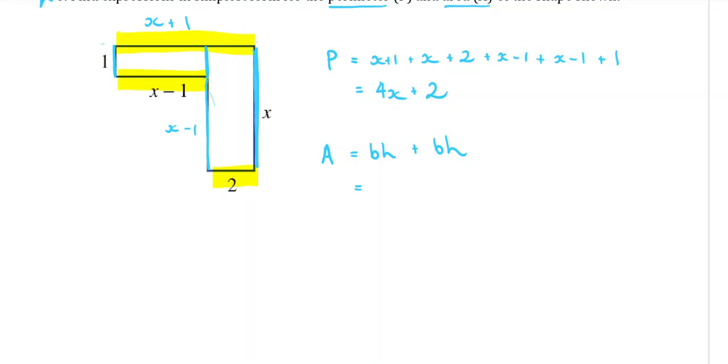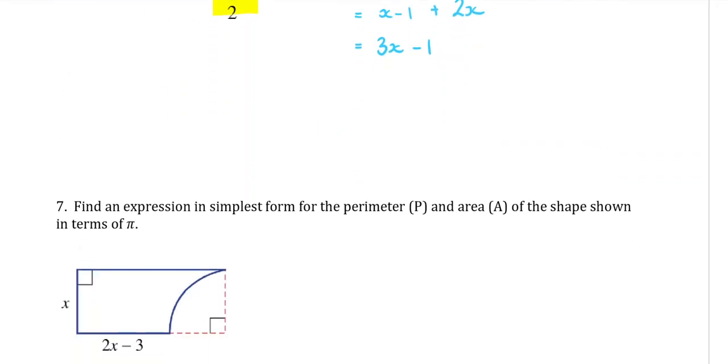So we're going to have 1 times x minus 1. 1 times anything is just x minus 1. Then we're going to go plus. Now we're going to do the base and the height of this long rectangle. The base is 2 and the height is x. 2 times x makes 2x. All right, that works. Now we have some like terms. x plus 2x makes 3x, and then minus 1 sitting on the end. Okay, so that wasn't too bad.